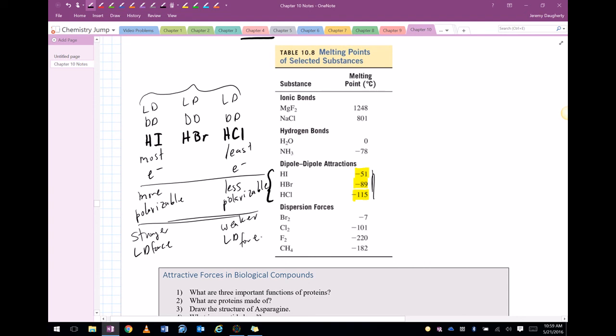And the reason why it's stronger is because it's, quote-unquote, turned on more often than it's turned off. So if you can easily polarize, that means you can easily form that temporary dipole, which is turned on. And you're going to do that more often. So that London dispersion force is going to be turned on more often with more electrons.